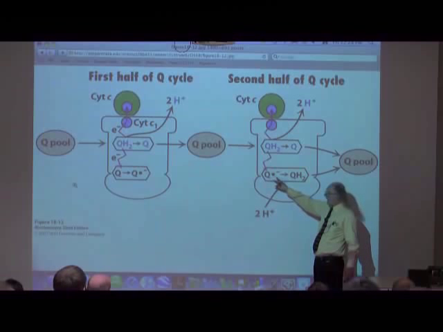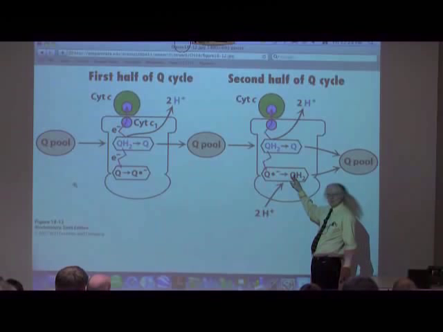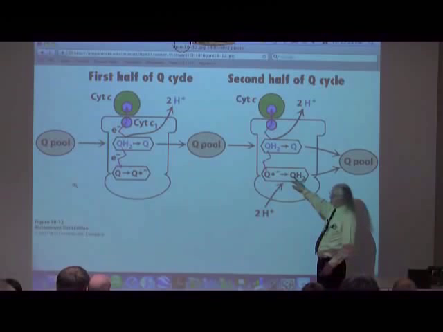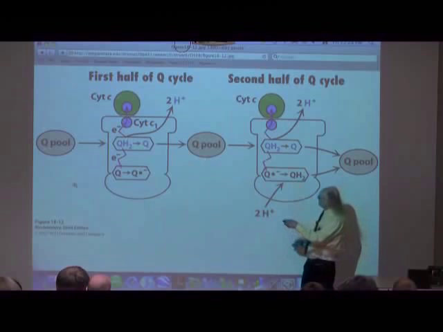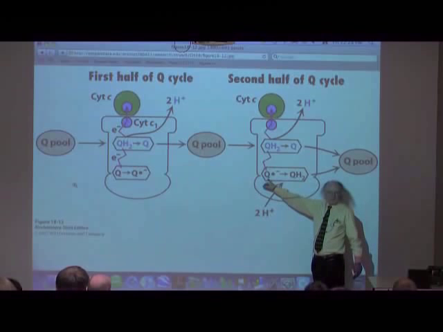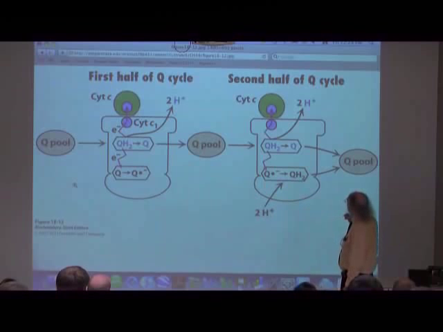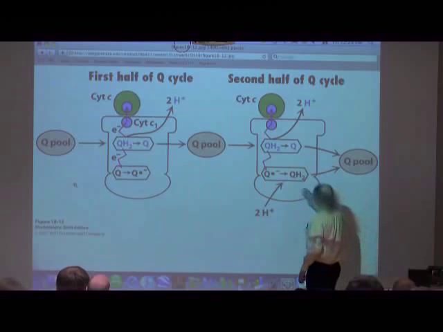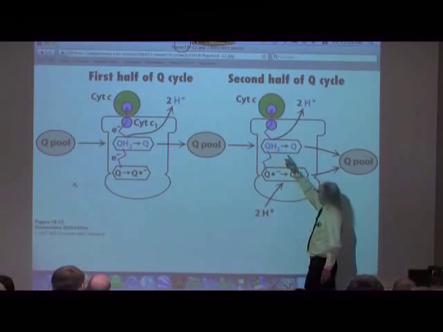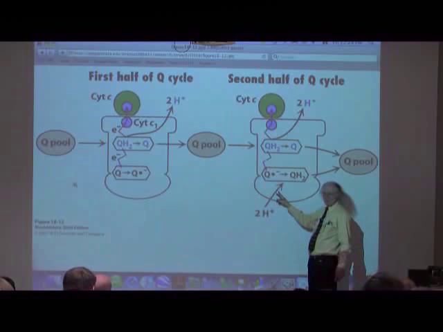Okay? And this guy grabs two protons out of here. We have a QH2. Guess what this guy's going to do? It's going to go back and join the pool. And a new oxidized Q is going to come in. This QH2 becomes Q. It goes out here and, of course, can come back in as an oxidized Q over here.